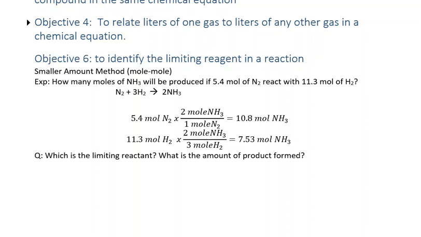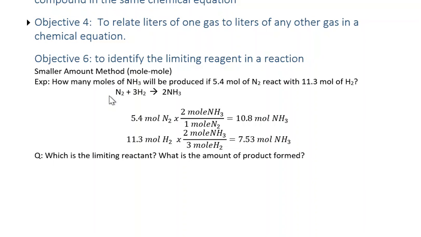So what that tells me is that I would need 16.2 moles of hydrogen, but I only have 11.3 moles of hydrogen in order to carry this reaction forward. So I have demonstrated that hydrogen is my limiting reagent because I do not have enough hydrogen to consume all of that nitrogen. And once again, I'll just tell you how I did that.